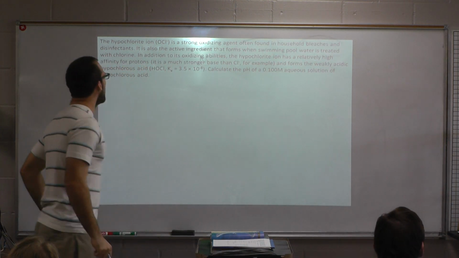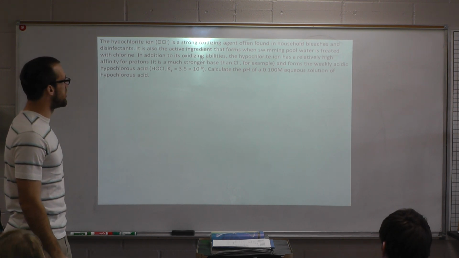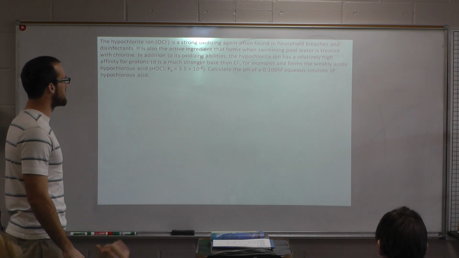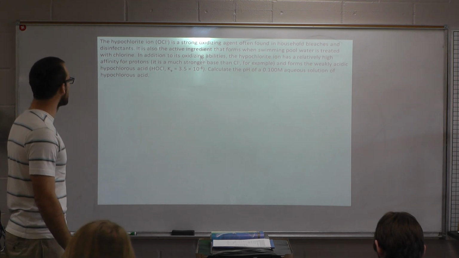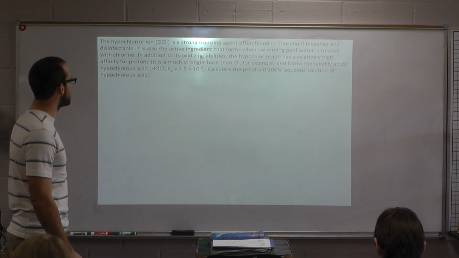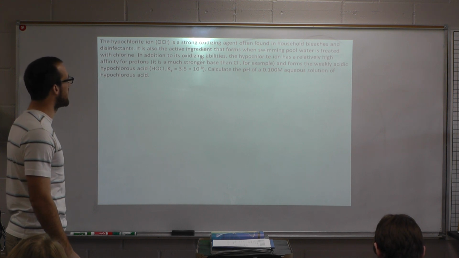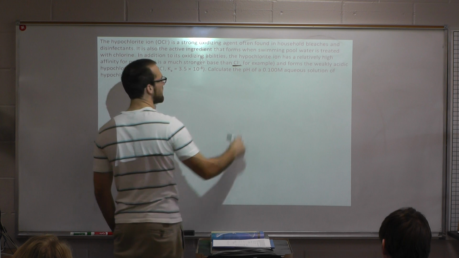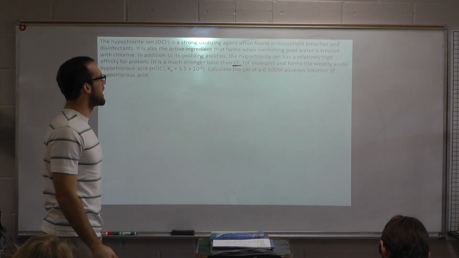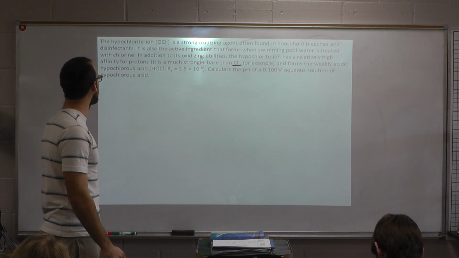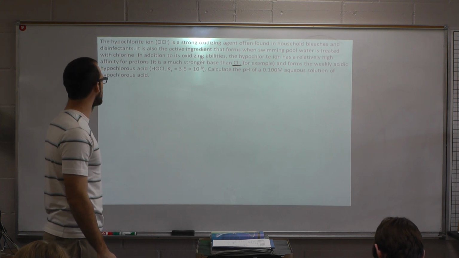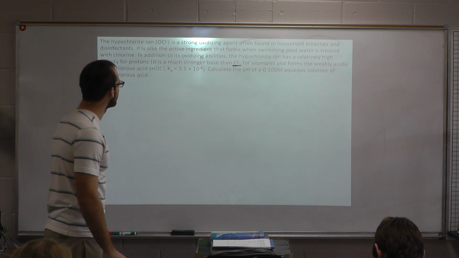Okay, so we have an active ingredient that forms when swimming pool water is treated with chlorine. In addition to its oxidizing abilities, it has a relatively high affinity for protons. It is a much stronger base than Cl-. That makes sense because that's the conjugate base of what? Strong acid. Yep. And it forms a weakly acidic hypochlorous acid. Calculate the pH of a 0.1 solution that has it in it.